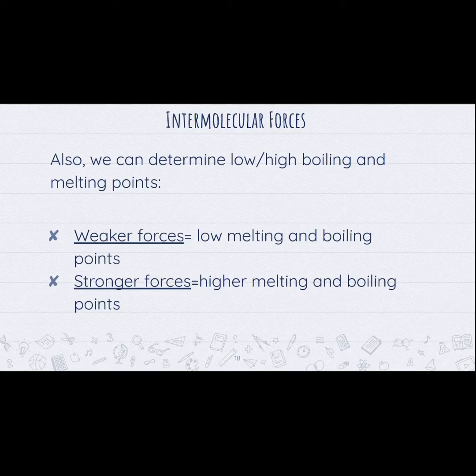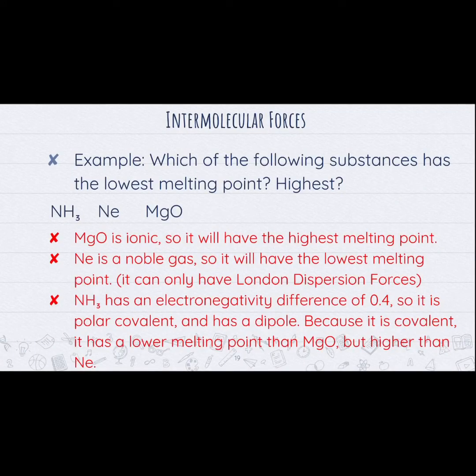Also, we can determine low and high boiling points and melting points. The weaker forces are going to have low melting and boiling points. The stronger forces will have higher melting and boiling points. So the stronger that force is, it's going to be harder to kind of break up those molecules. For example, I have these 3 substances, and I just want to know which one has the lowest melting point and which one has the highest.